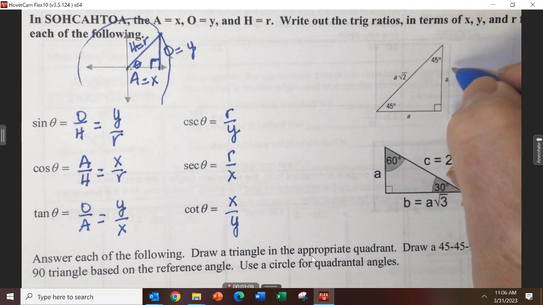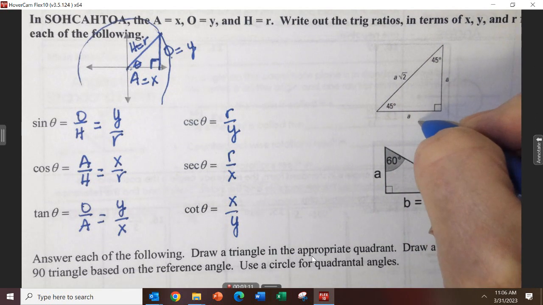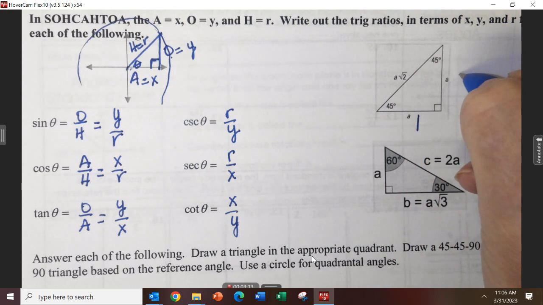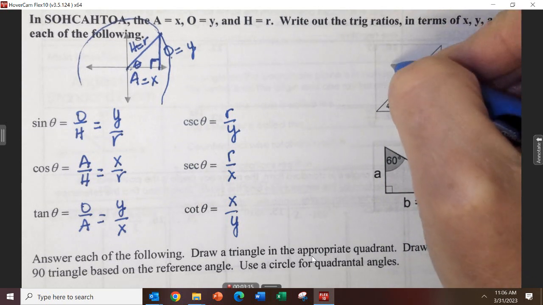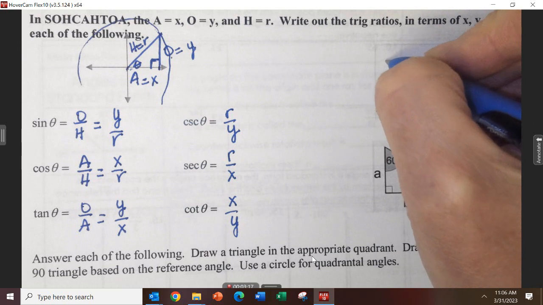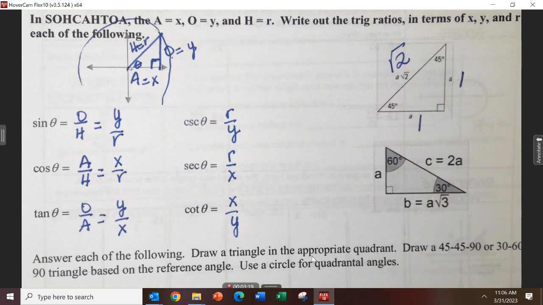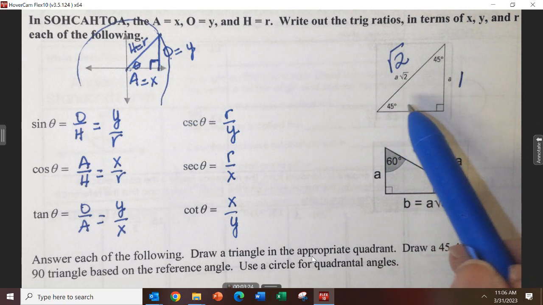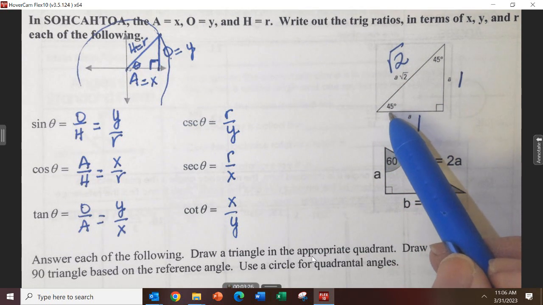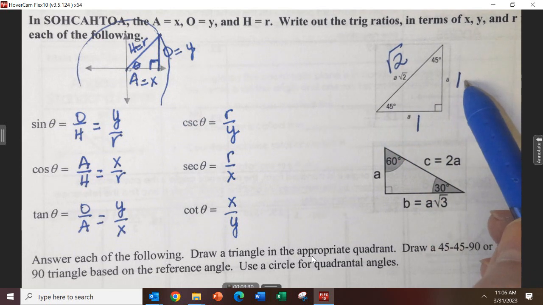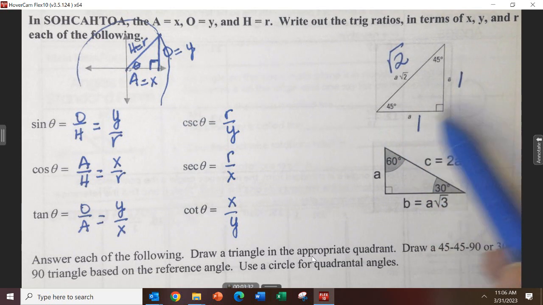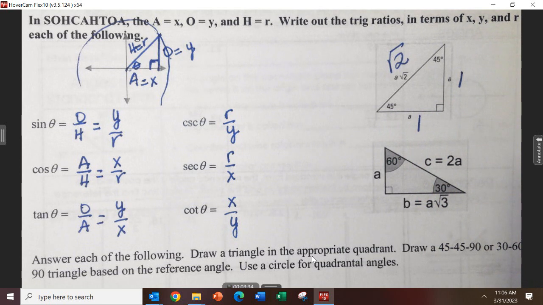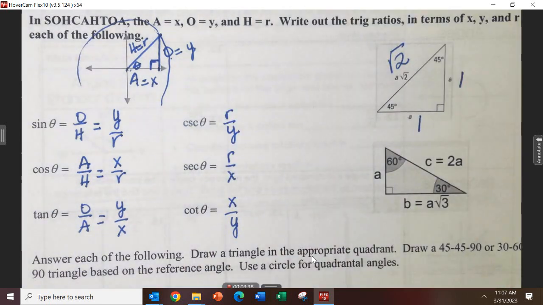So instead of using variables, let's just use numbers. If I call this 1, what's this going to be? And then what's this going to be? 1 radical 2, or just radical 2? So if I asked you to now find, say, the tangent of 45 degrees, you would go to this 45 degrees and you would do opposite over adjacent. And what's that going to be? Just 1.